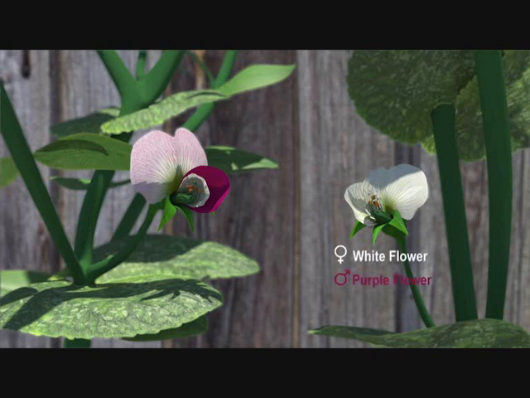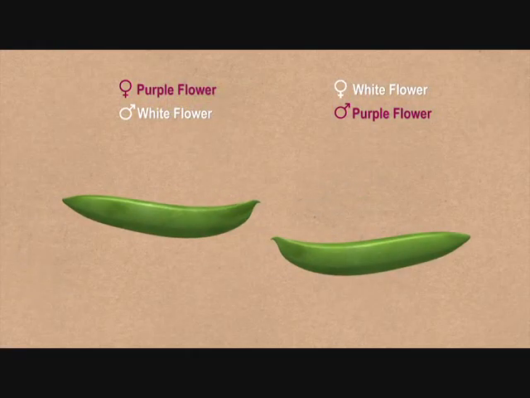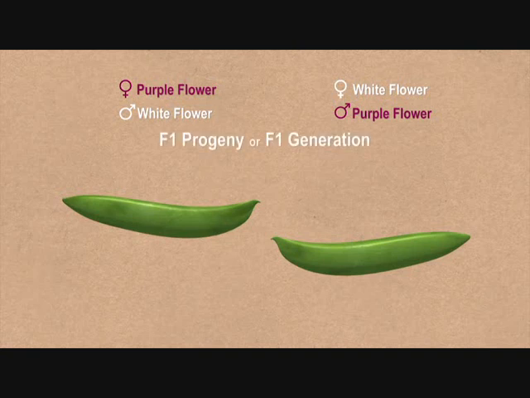A second cross is also initiated where pollen is taken from the white-flowered plant and placed on the stigma of the purple-flowered plant, so the mother has purple flowers and the father white flowers. This type of cross is set up to ensure that the trait is truly inherited from both parents equally. Any progeny produced from the true breeding parents in a Mendelian cross are called the F1 progeny, or F1 generation.